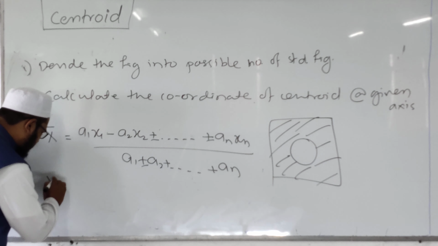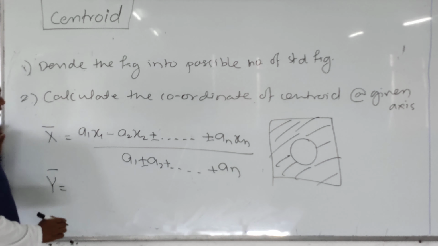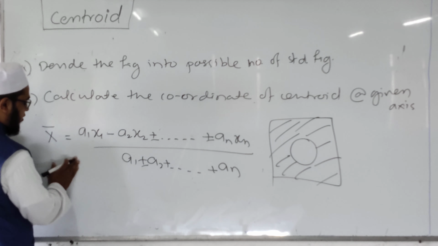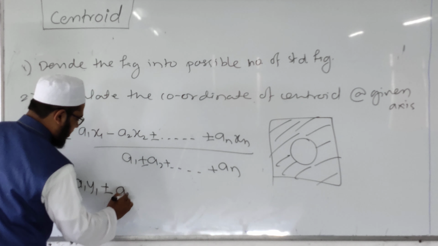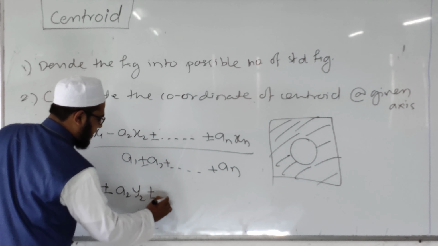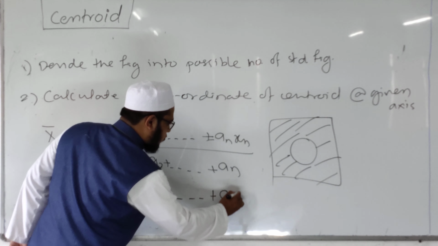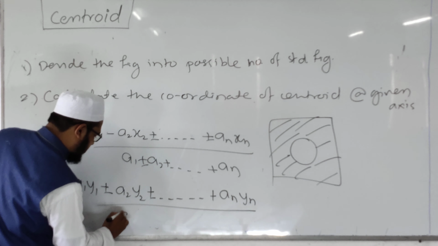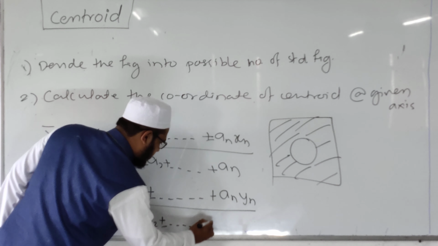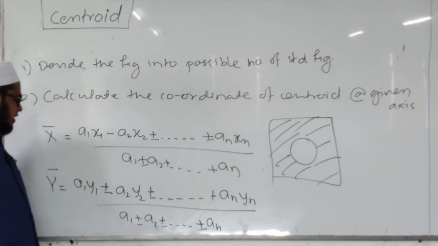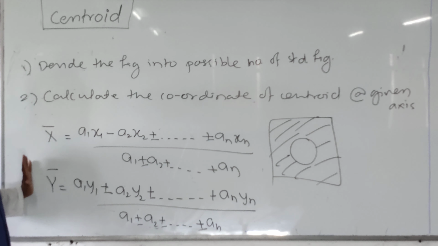Similarly, we will calculate the y coordinate of the centroid: y bar equals a1 y1 plus or minus a2 y2 plus or minus an yn, divided by a1 plus or minus a2 plus or minus an. That is the formula for the y coordinate of the centroid.